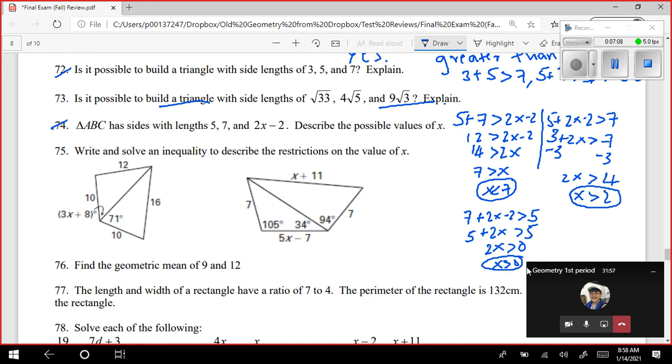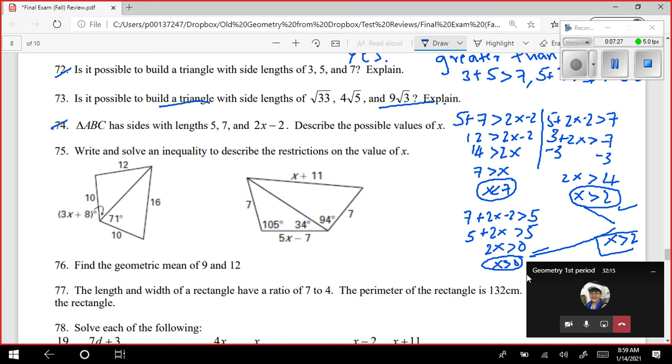A number greater than 0 and a number greater than 2. So the solution should be such that it satisfies both. Any number greater than 2 will automatically be greater than 0. So therefore, the final answer of these two is x is greater than 2.